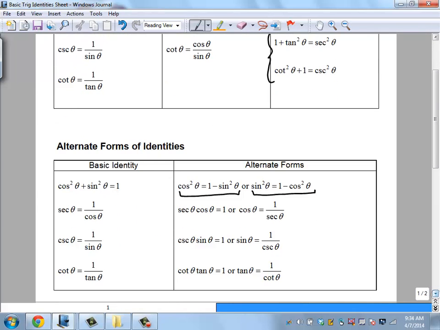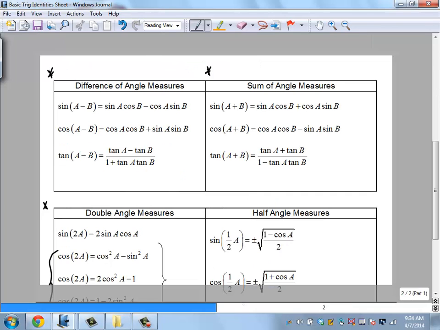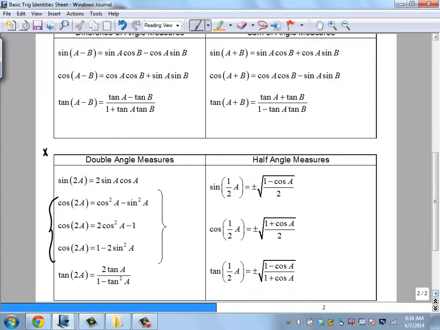The other things I have on here are alternate forms, where if I have this basic identity, I can solve for either cosine squared or sine squared. And then I have alternate ways that you can write the reciprocal functions. On the back, we're going to talk about difference of angle measures, the sum of angle measures, and then double angle. And you'll notice double angle because it'll show a 2 inside here. If I have the sine, I have one formula only, and tangent only has one form, but cosine of a double angle has 3 different forms.